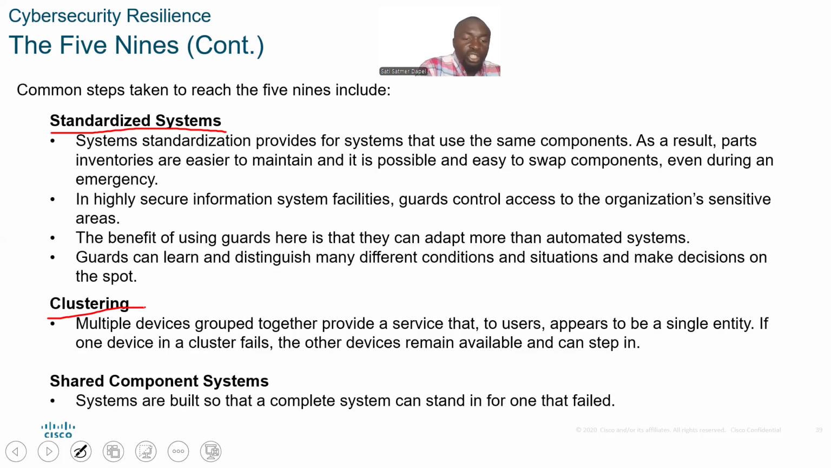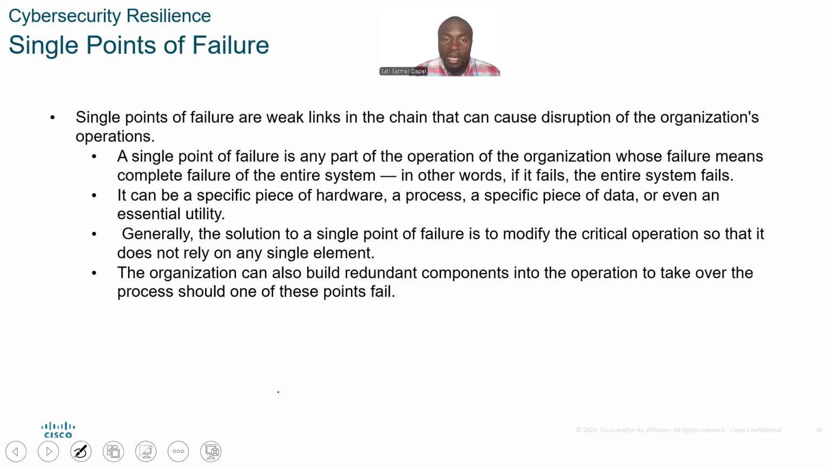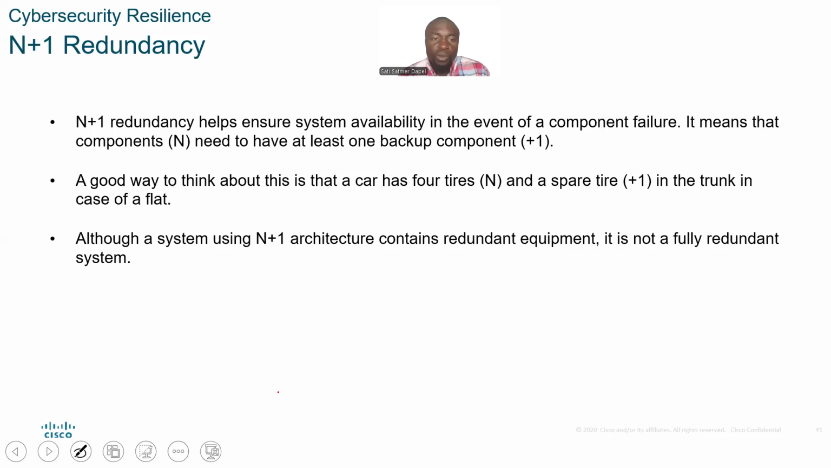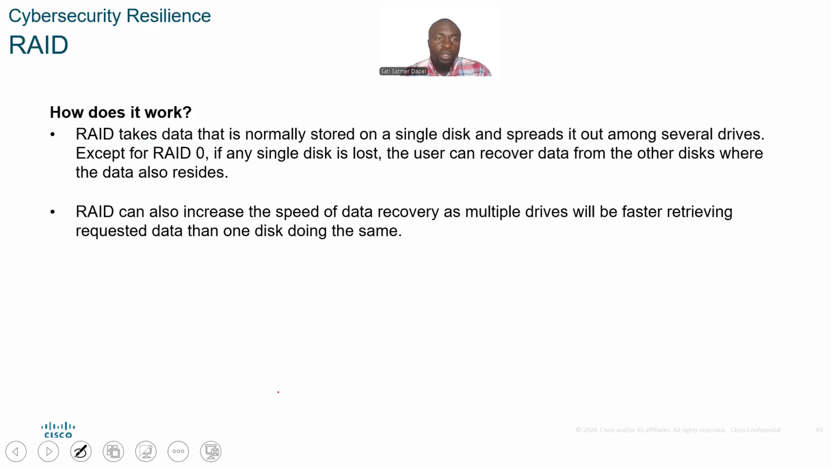Number 3 is shared component system. Systems are built so that they can complement each other and can stand in for one another. Then avoid single point of failure. Single points of failure are weak links in the chain that can cause disruption in the organization, which means if your router is targeted and your router goes down, your network goes down. No, you should have redundancy. Redundancy means you should always have 2 or a backup. In case this happens, the other one is still running. So that's what we are talking about, redundancy.